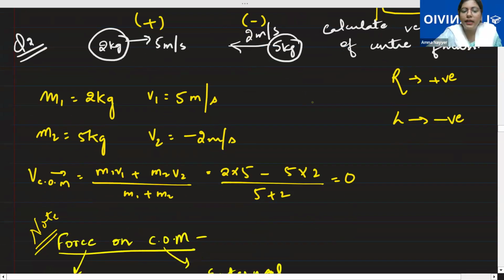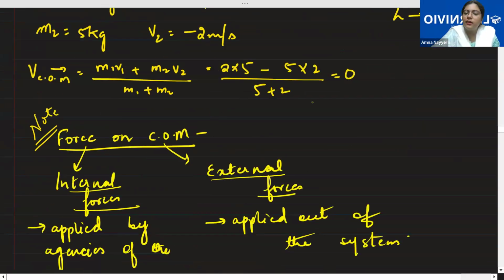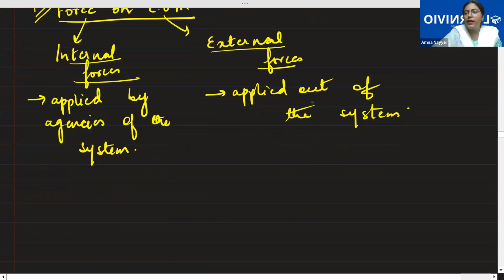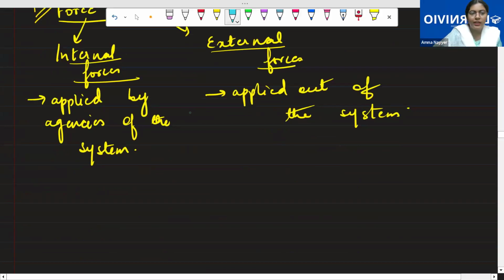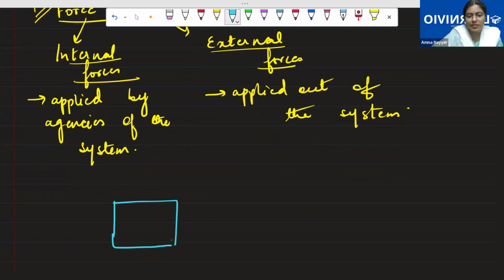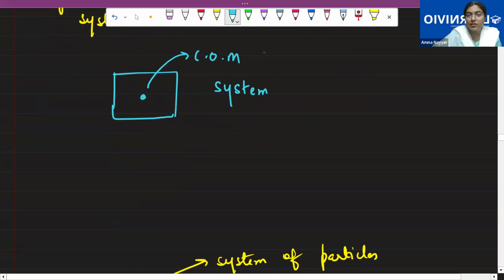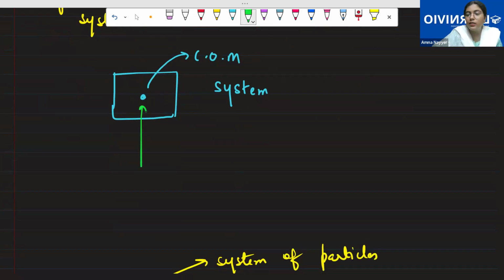See, now coming to the force on the center of mass. As we've already discussed, forces are of internal and external types. So how will we have internal or external forces? Whenever you have a system, the part that is under our observation, let's say its center of mass is something. When we talk about the center of mass, if any force is applied on it, this force is termed as the internal force.